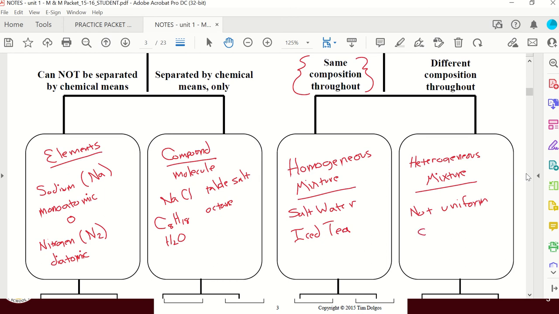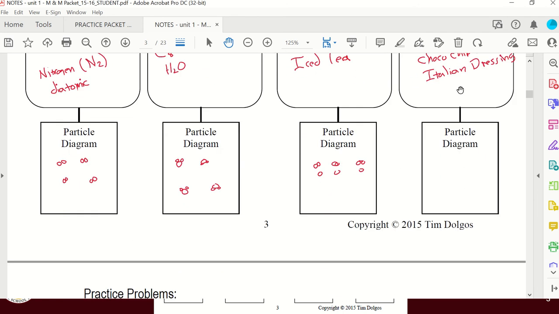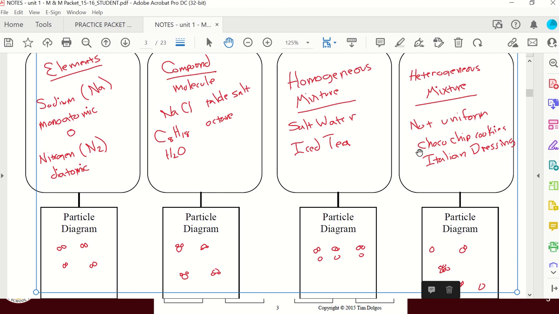A chocolate chip cookie. Italian dressing. This one always makes me hungry. We find that a lot of foods are heterogeneous mixtures. Concrete. Those are our examples of heterogeneous mixtures. What would it look like as a particle diagram? Well, you'd have a single particle here, maybe a different particle here, a different larger molecule over here. Just mixed all throughout. Nothing looks the same, and certainly not uniform. All right, those are our mixtures.